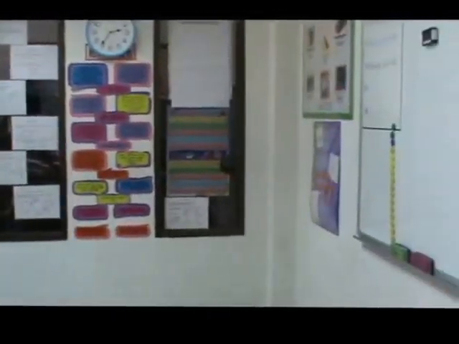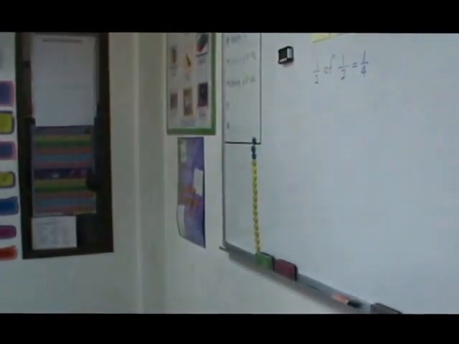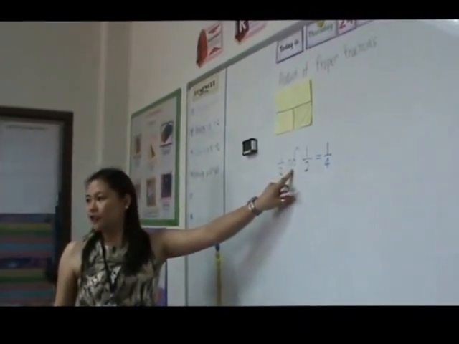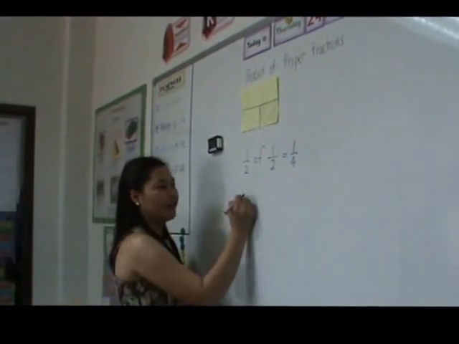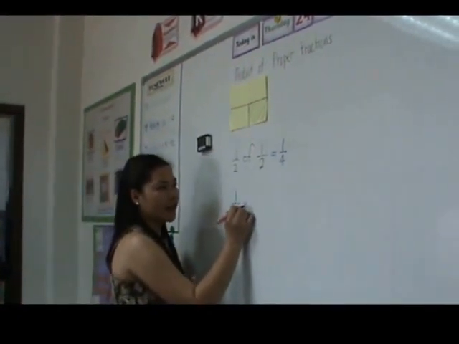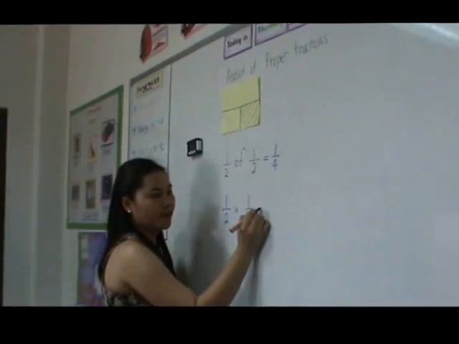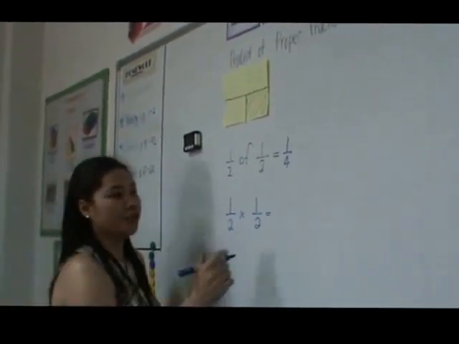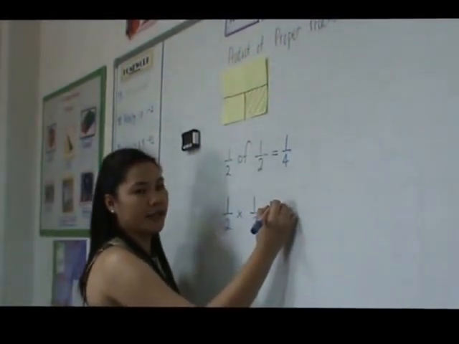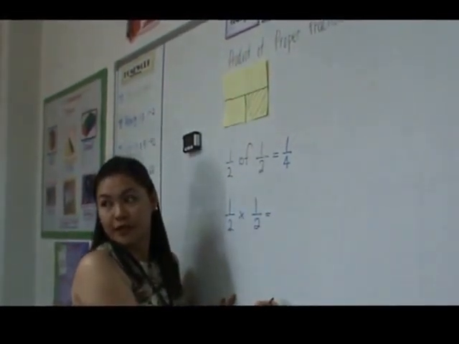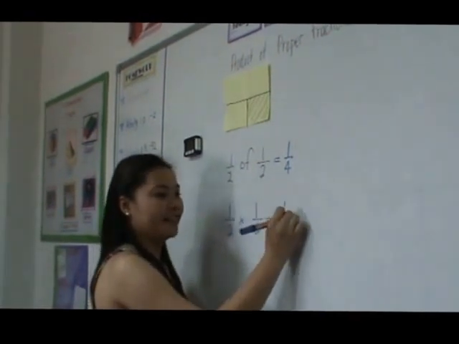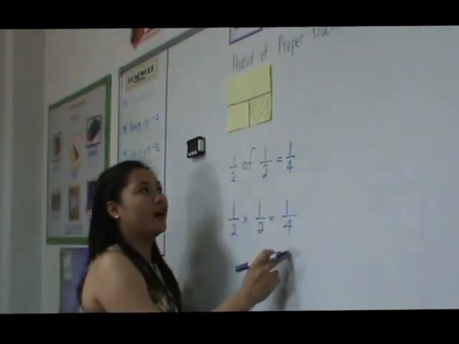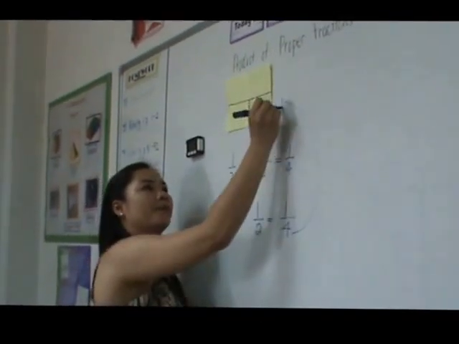Now, what do you mean by product? If you're going to change this, of means to multiply. 1/2 times 1/2. Multiply the numerator times the numerator. 1 times 1 is equal to what? 1. 2 times 2 is equal to? 4. Is our illustration correct? Yes.